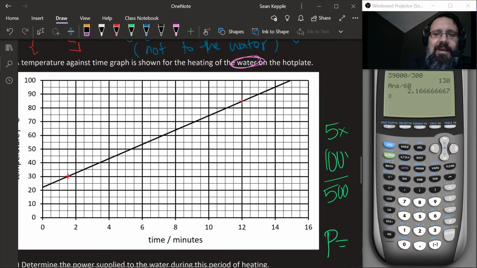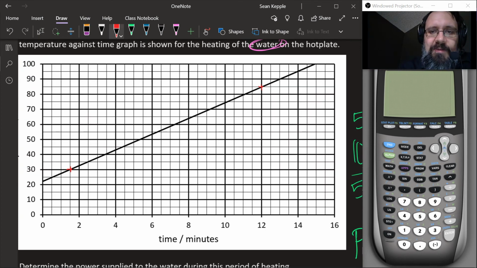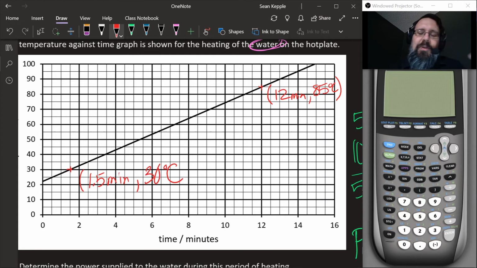All right, so if we write down the coordinates of these points, this point is going to be at 12 minutes, comma, 85 degrees Celsius. And then the other point down here is going to be at 1.5 minutes, comma, 30 degrees Celsius. We'll use those 2 points and we want to find the rise over the run. We can see that our rise is just going to be this. That's the rise. I didn't go far enough. And then the run is going to be this. We just want to find the rise over the run, and that will give us the gradient.